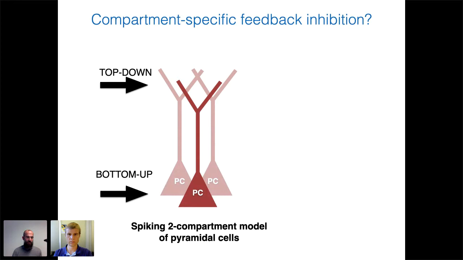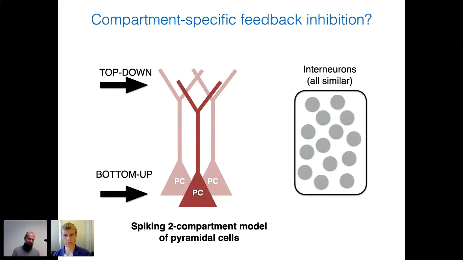Now, this population of cells receives two inputs. One is bottom-up or sensory input that targets the perisomatic domain, and the other is top-down input that goes to the dendrites. And importantly, of course, for this workshop, this is a spiking neuron model. Right? And so what we did then is we just took a bunch of interneurons. They're all the same, as you'll see in a second. We let them receive input from the pyramidal cells, and then they're supposed to provide feedback inhibition to these pyramidal cells.